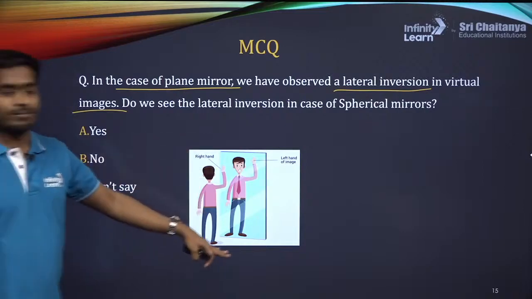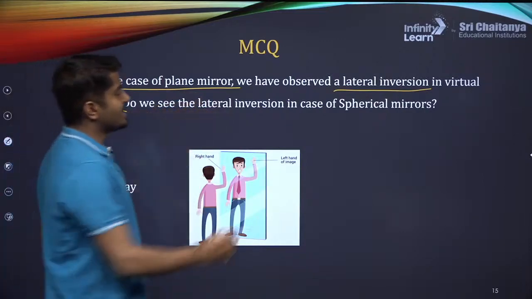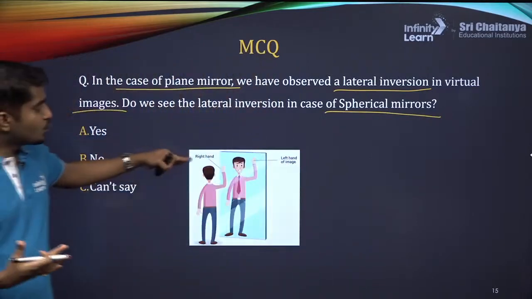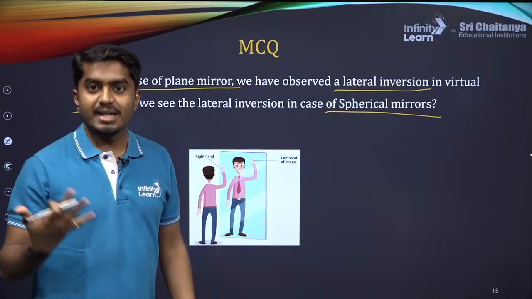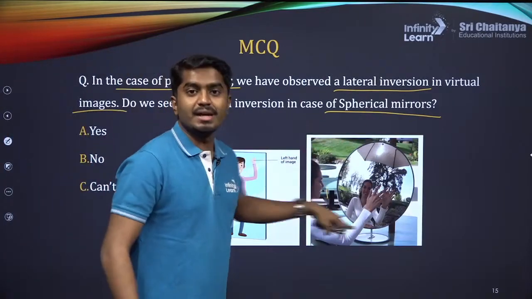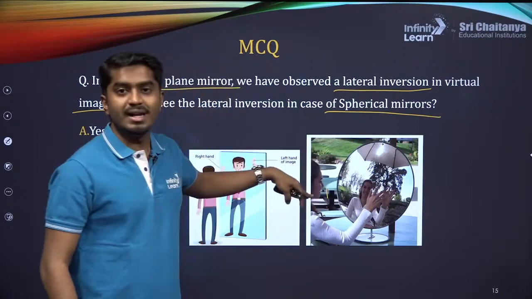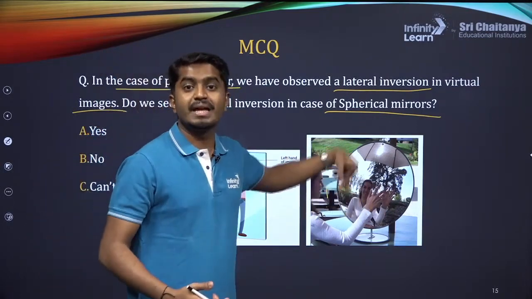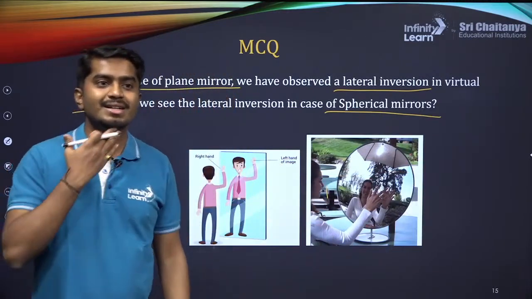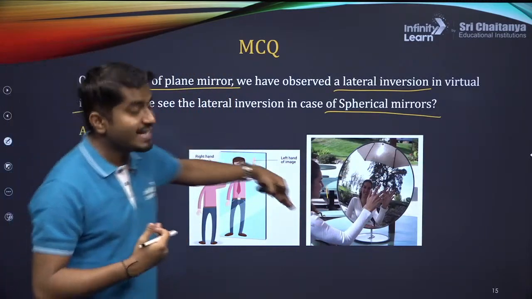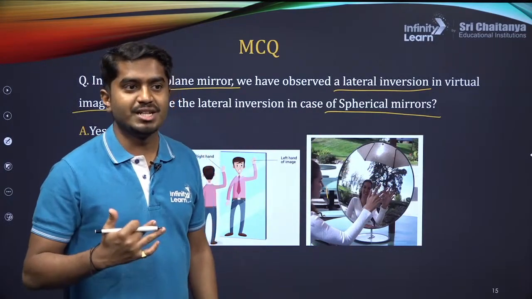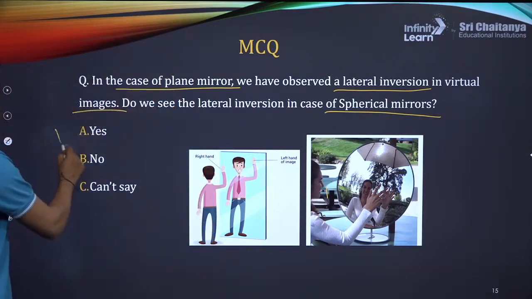The image is also virtual. Now, do we see lateral inversion in case of spherical mirrors? जब भी कोई spherical mirror होता है, do we get the lateral inversion? That is the question. And the answer is, you see, there is a mirror. In that mirror, this girl's right hand became the left hand, है ना? So even in all the spherical mirrors, you will see the lateral inversion. So the answer is yes.